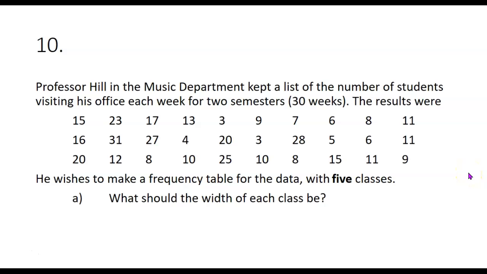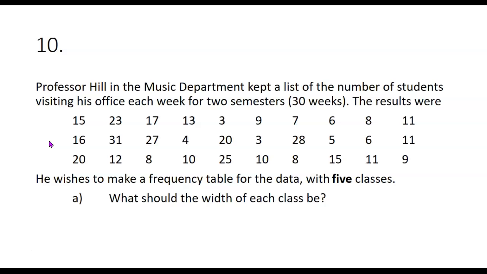Number 10, Professor Hill in the music department kept a list of the number of students visiting his office each week for 2 semesters, 30 weeks. So here we have this list of 30 numbers, one for each of those 30 weeks. Like the first week, he had 15 students visit him in his office. The next week there were 23, then 17, then 13, then 3, and so on.